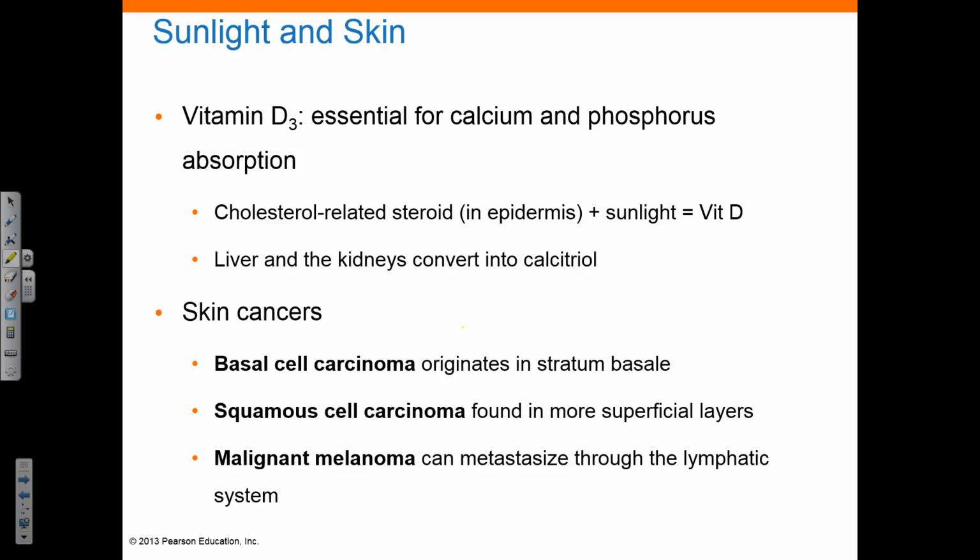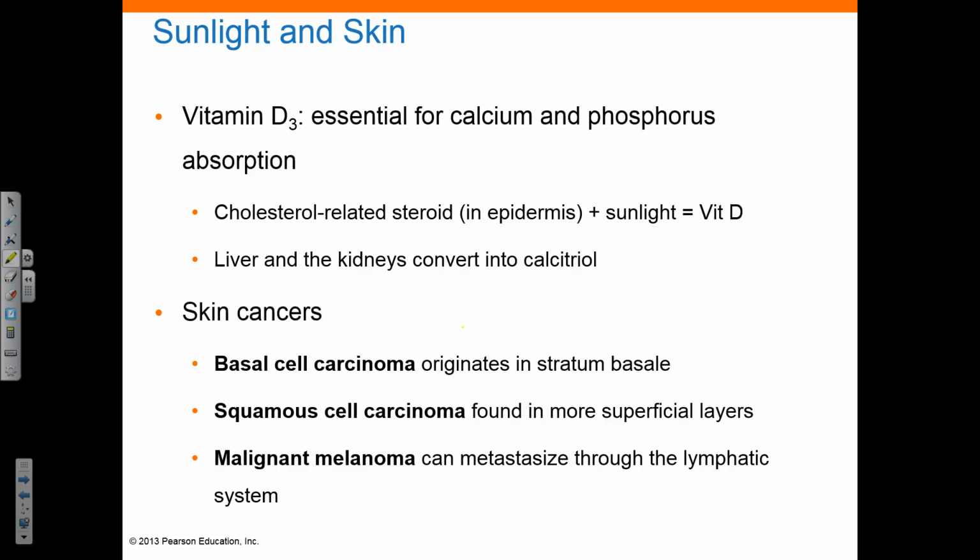When we talk about sunlight and skin, too much sunlight can cause damage to the skin. However, some exposure to sunlight is necessary for the synthesis of vitamin D. Vitamin D forms when a cholesterol-related steroid found in the stratum spinosum and the stratum basale is exposed to ultraviolet radiation. The liver fine-tunes the product of this reaction, and from here it ends up at the kidneys where it is converted to calcitriol, a hormone that encourages the absorption of calcium by the gastrointestinal tract.